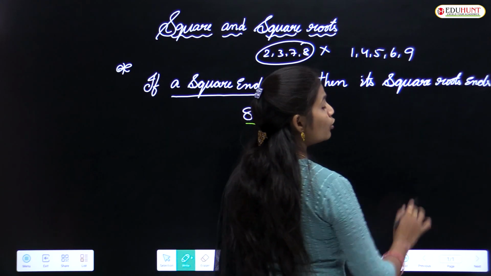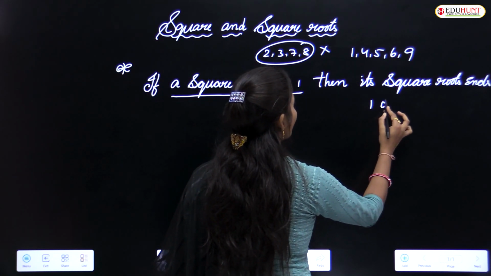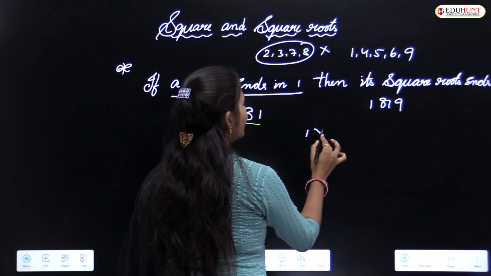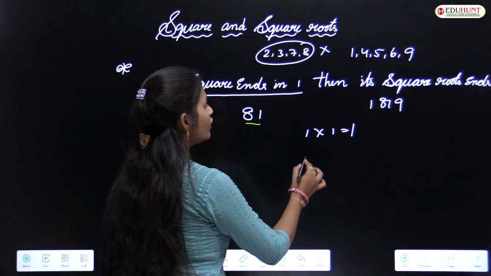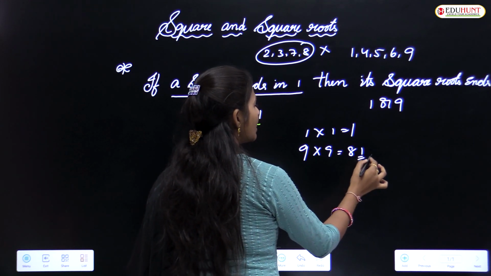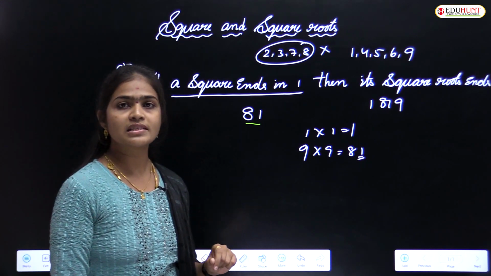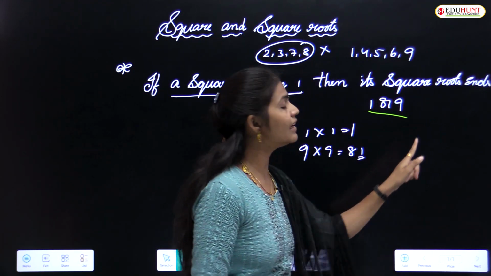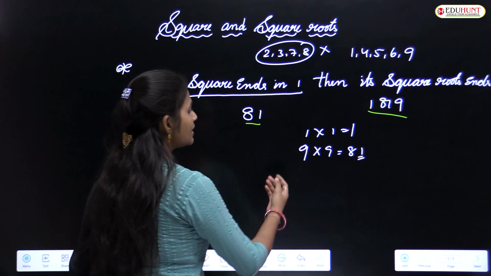Okay, so here two possibilities are there. What are the two possibilities? That is 1 or 9. Why? Because 1 into 1 is equal to 1 in the units place, or if you take 9, 9 into 9 is 9 nines are 81. So here also in its units place we can observe 1. Yes or no? So here what is the point? If a square ends in 1, then its square root ends in either 1 or 9. Two possibilities are there. Okay, let us see the next point.